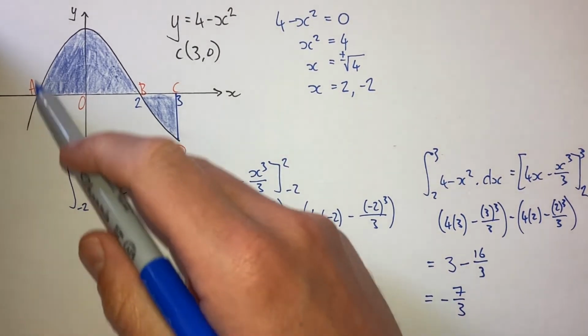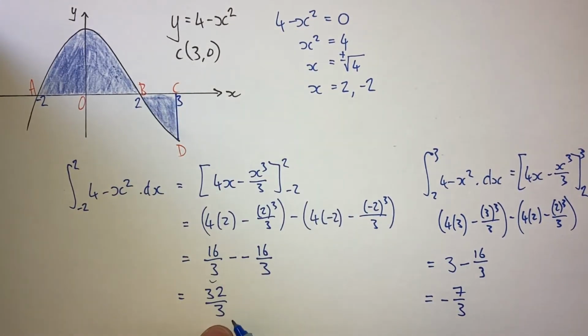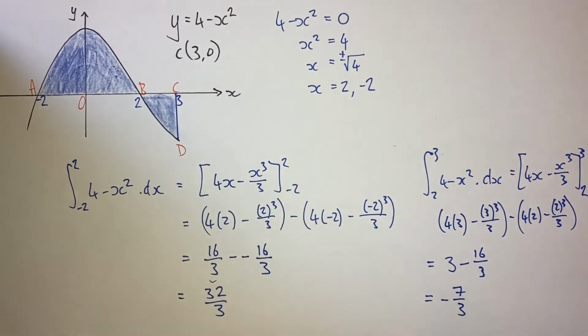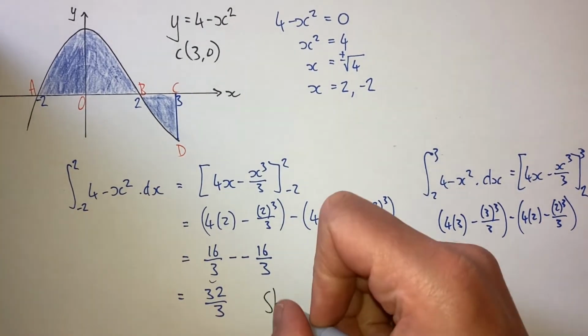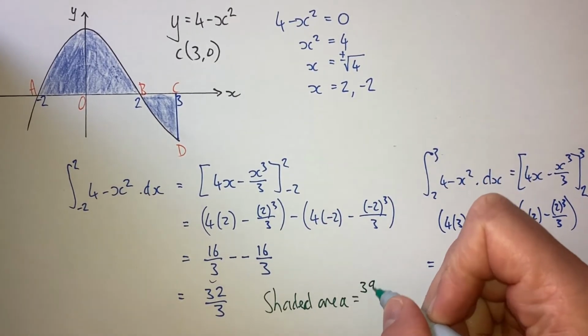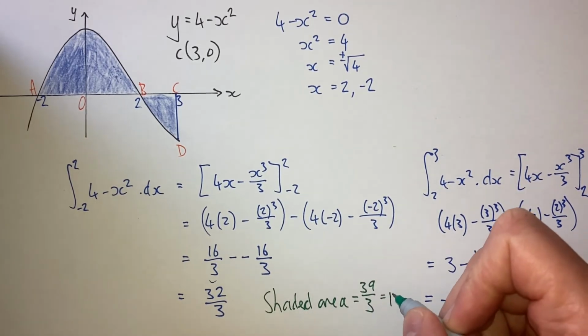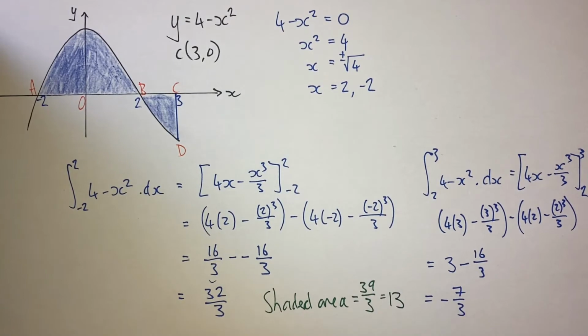The area between A and B under the curve is 32/3, and the area between B and C, between the curve and the x-axis, is -7/3. So we're going to use this as the positive value, 7/3, and add it to 32/3 to get our final answer. So the final answer is 39/3, which is 13 units squared.